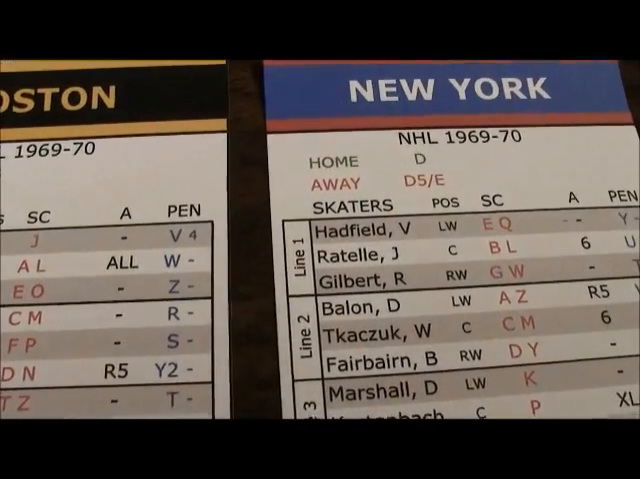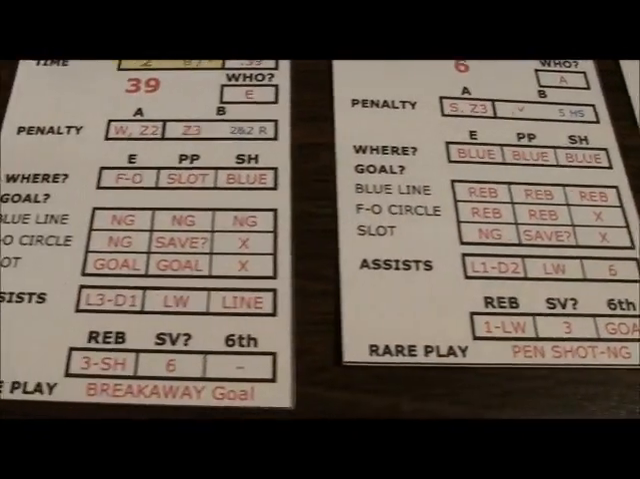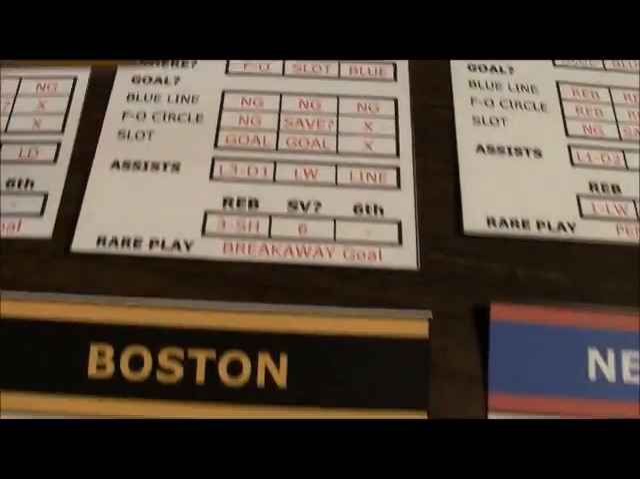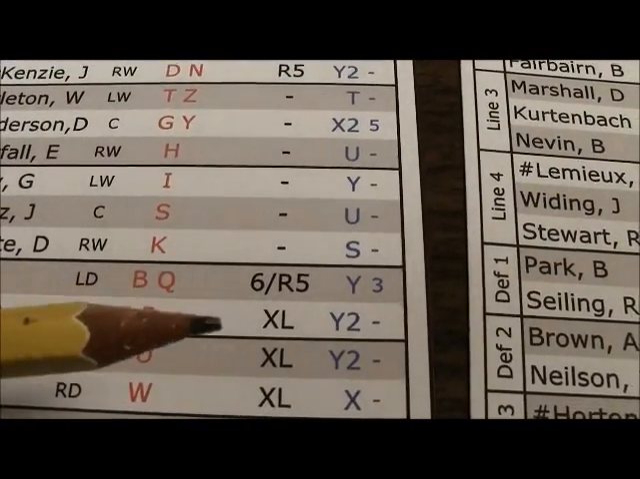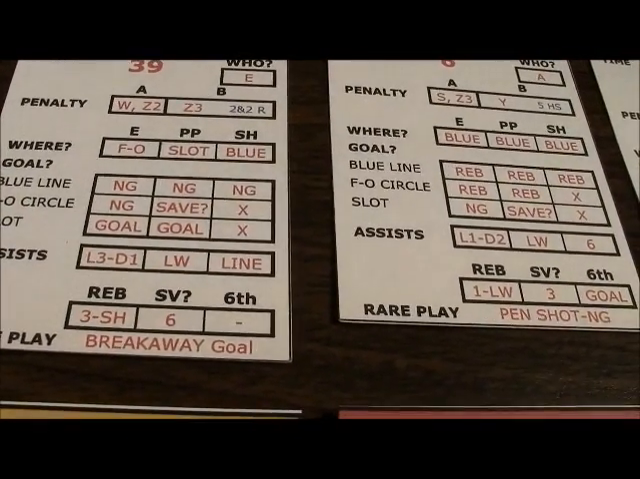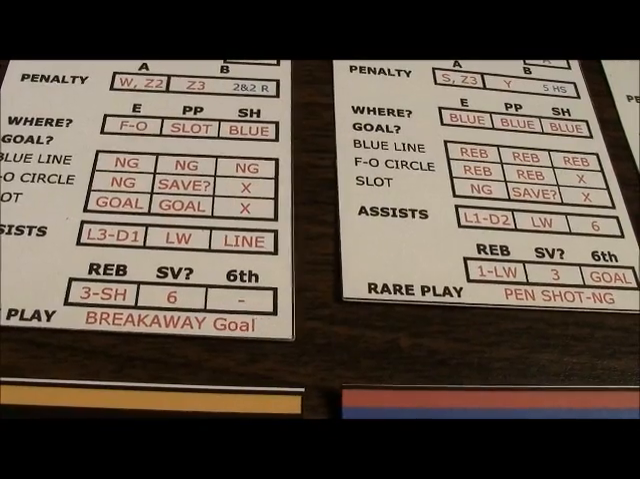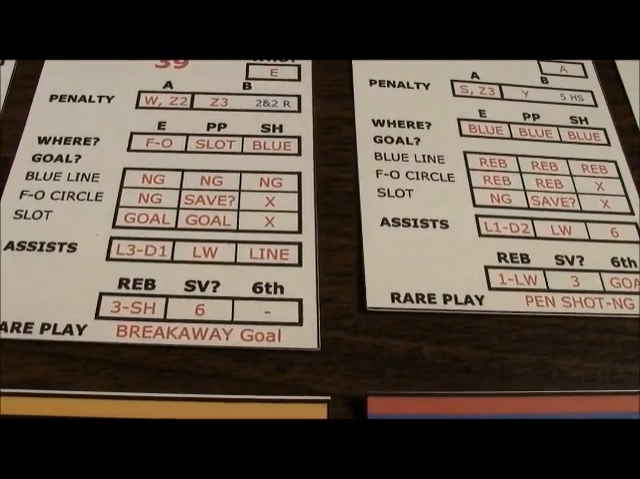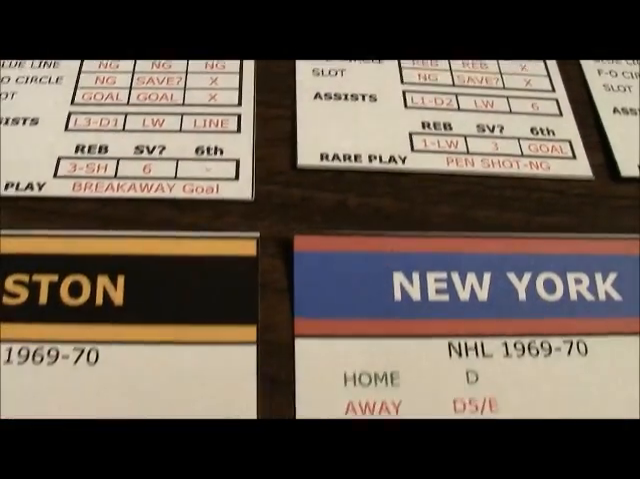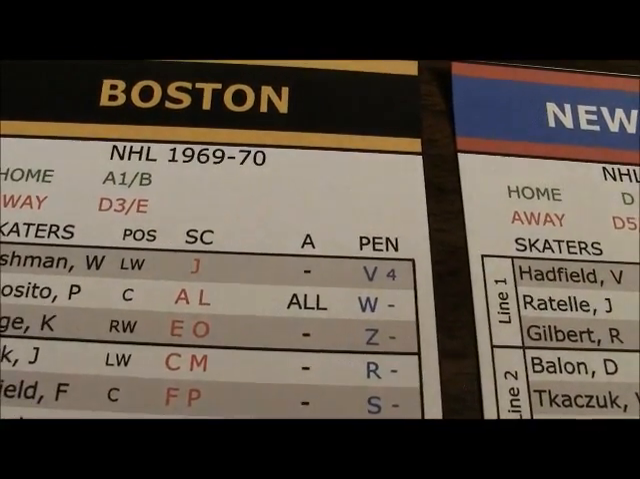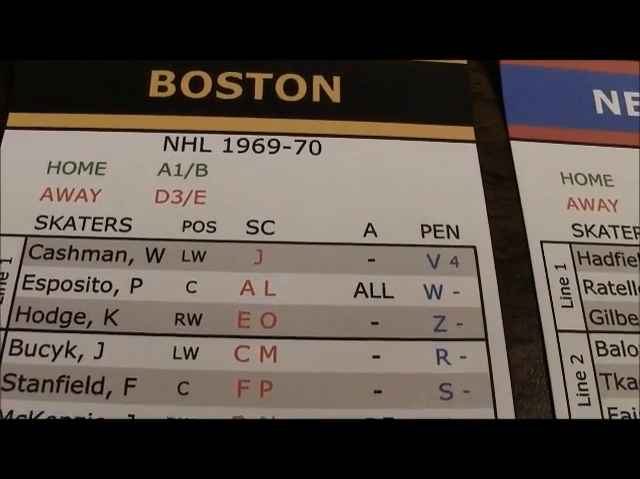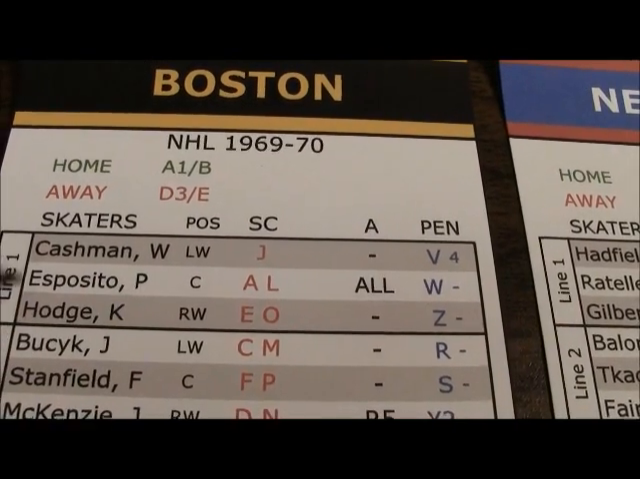Now another reading that you can get is this one right here where it says line. That is where the rating of XL is going to come into play. When you get the reading of line, that means that if it's a forward that scored the goal, the other 2 players on his forward line automatically get an assist. So if Phil Esposito scored and line came up as the reading, Cashman and Hodge would get an assist because they're on the same line.